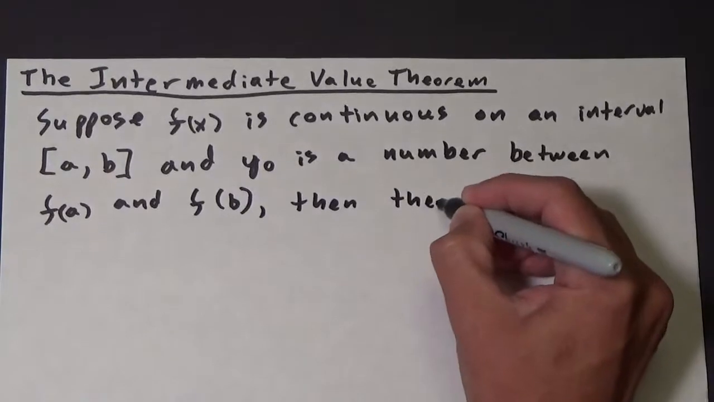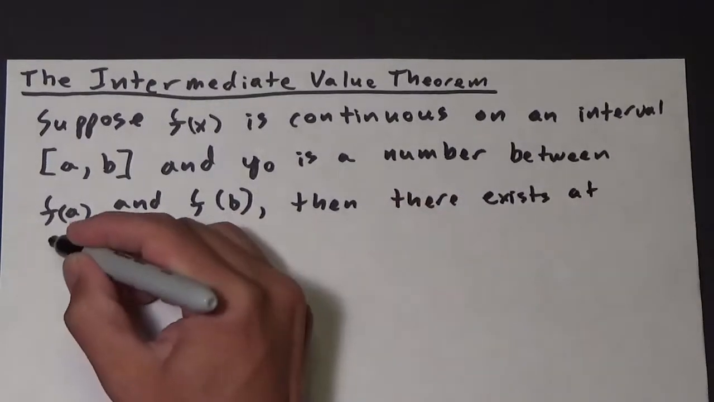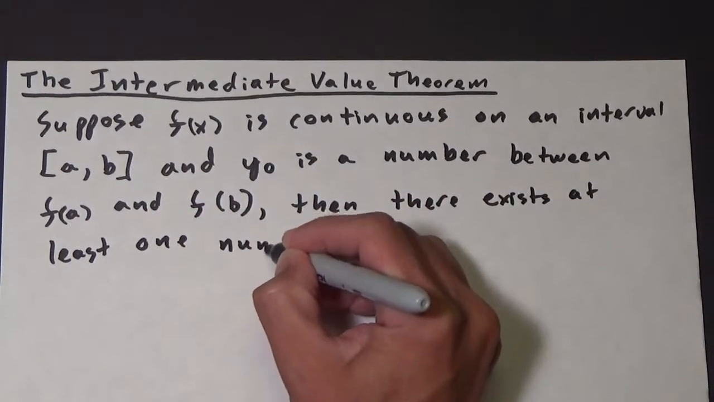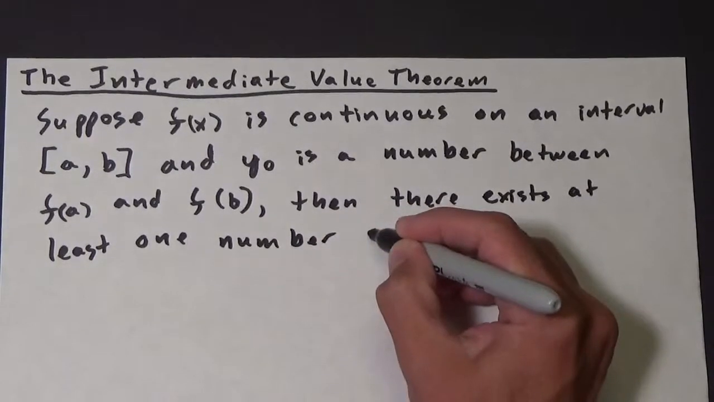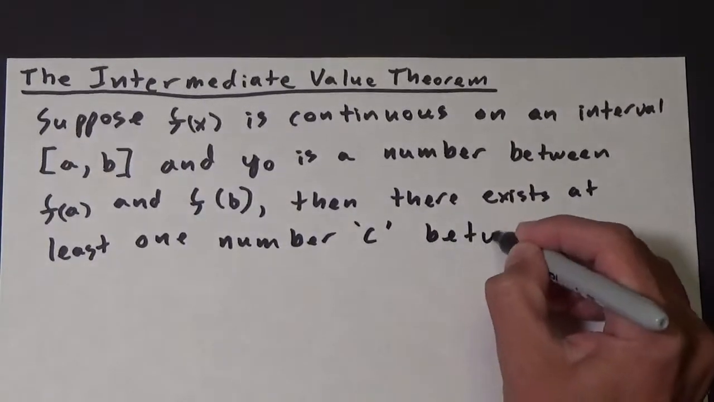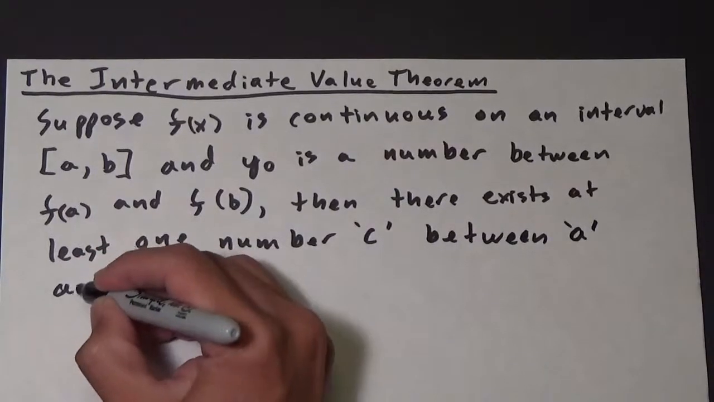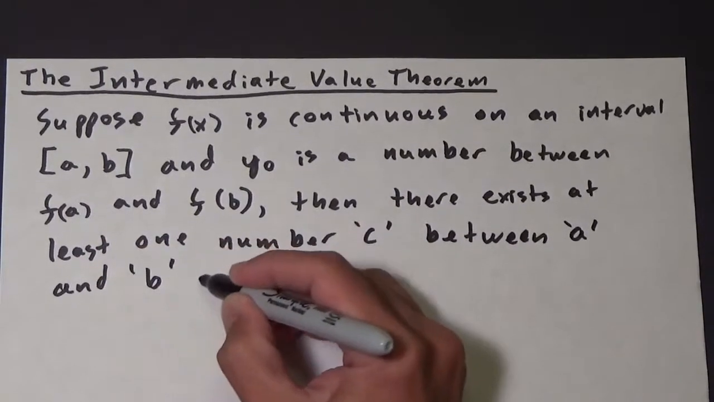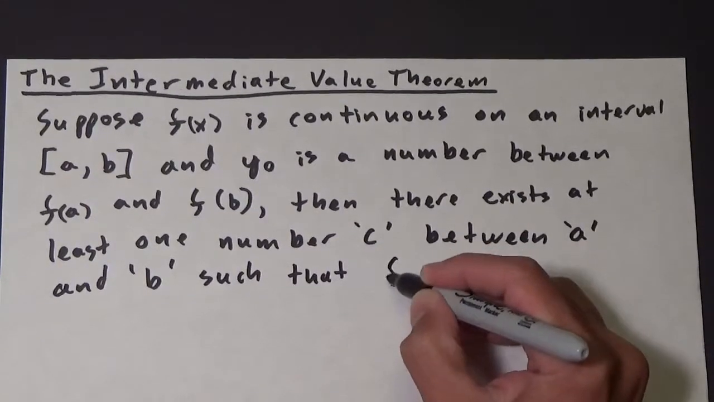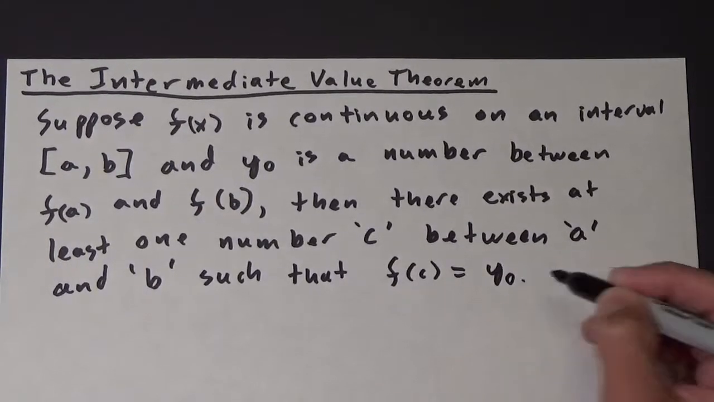then there exists at least one number c between a and b such that f of c equals y sub naught.